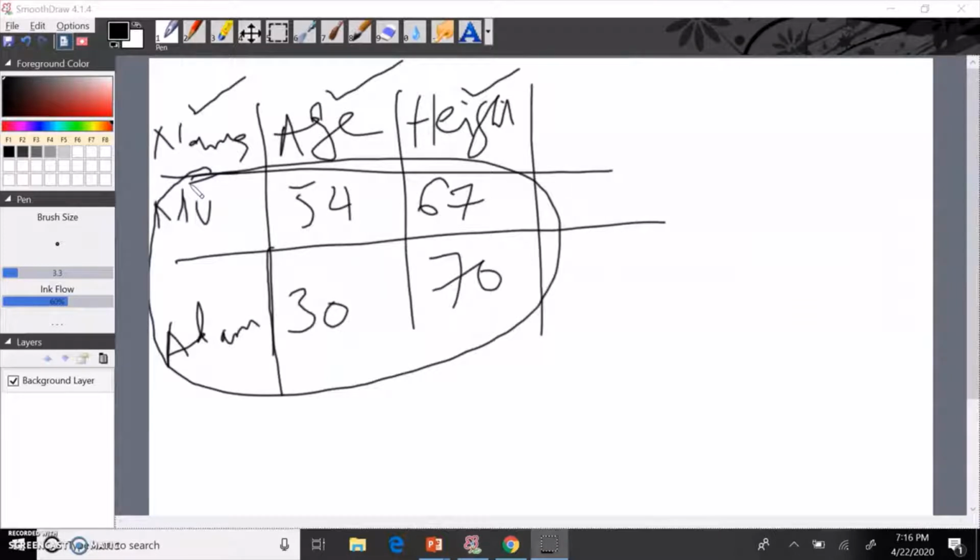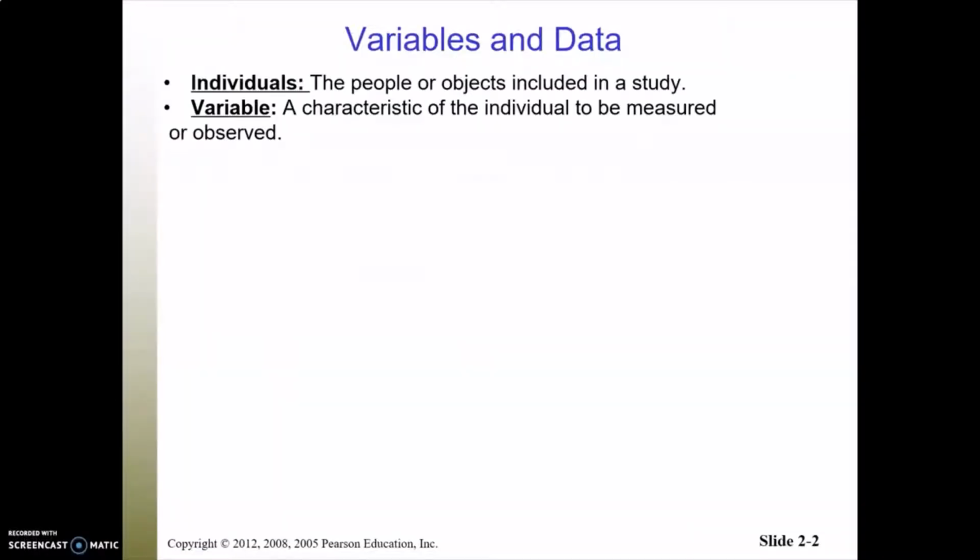So what is a variable? A variable is a characteristic that varies from person to person or from item to item. And what is the data? I just told you the data is the value of the variable.